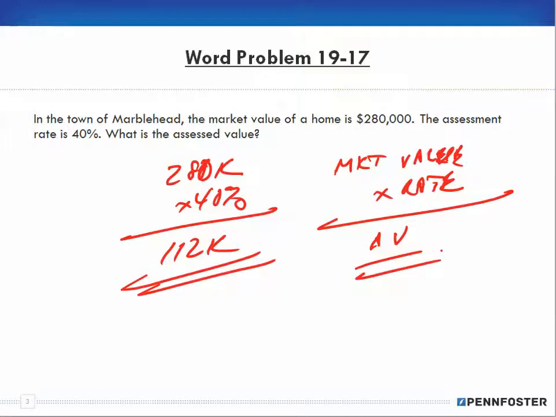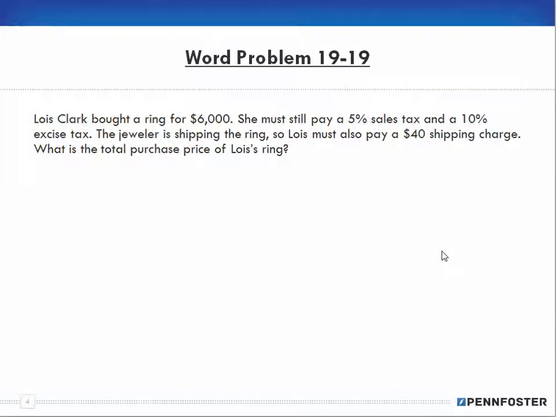19-19. Lois Clark bought a ring for $6,000. She must still pay a 5% sales tax and a 10% excise tax. The jeweler is shipping the ring, so Lois must pay a $40 shipping charge. Remember, shipping does not get taxed. So what is the total purchase price of Lois's ring?